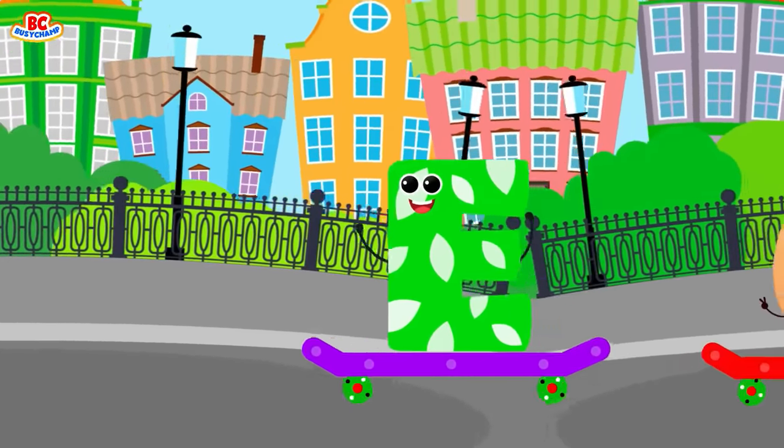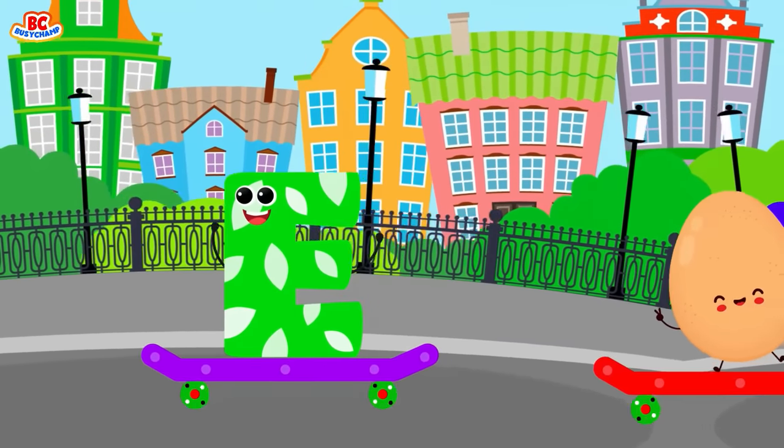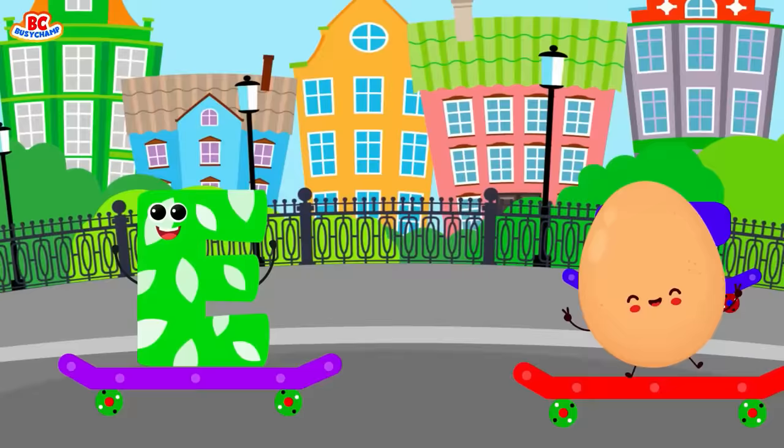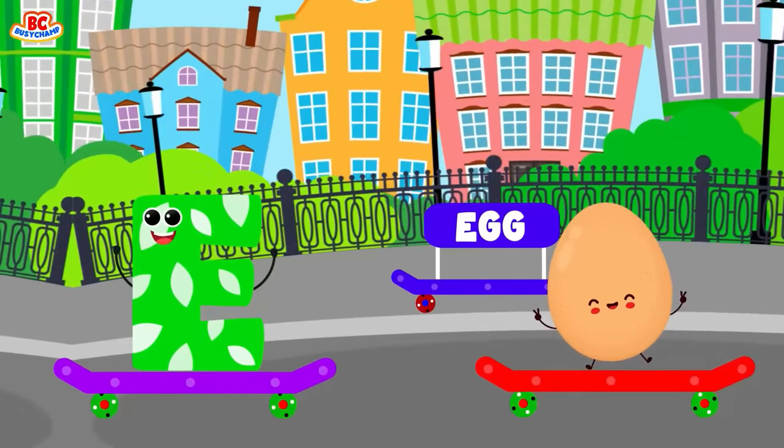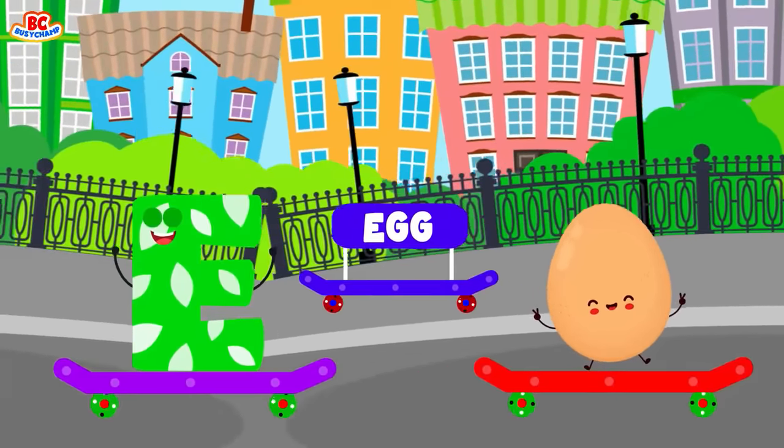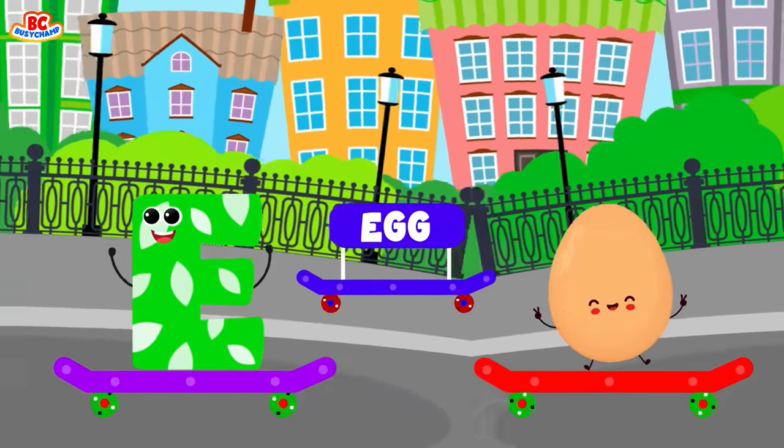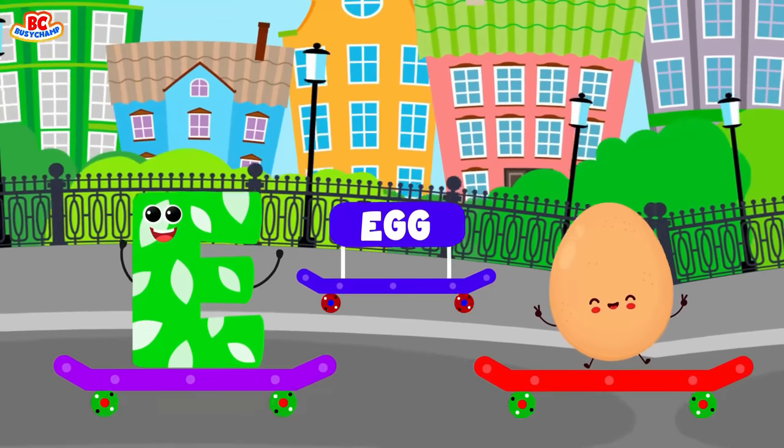E. The egg is chasing E. Egg. E for egg. E. Egg.